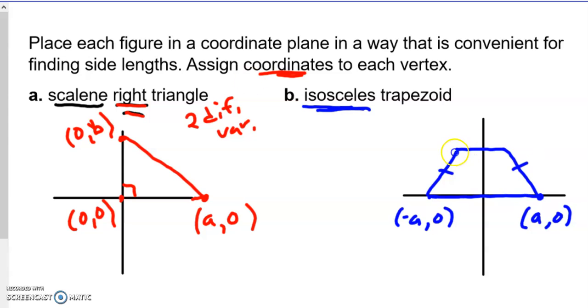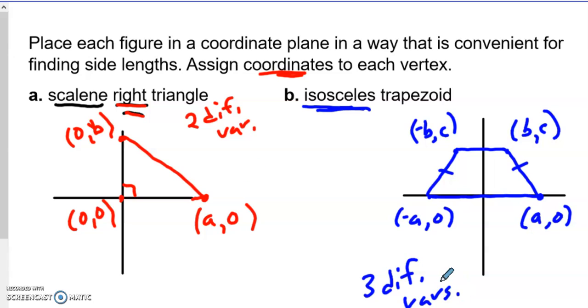All right, so now I need to label these vertices. I can't use the same variable because this distance here is obviously not that distance. So if I went over, let's say, B, then I have to go over to the left in the negative B direction. But I had to move up on my y-axis, again a different distance, so I will call that C for the height of that trapezoid. So again, this is a way to place a figure in a coordinate plane, which will make it a little bit easier to find sides and lengths. In this case, we use 3 different variables. And again, you need to make sure that you use variables here, not integers, for your coordinates.